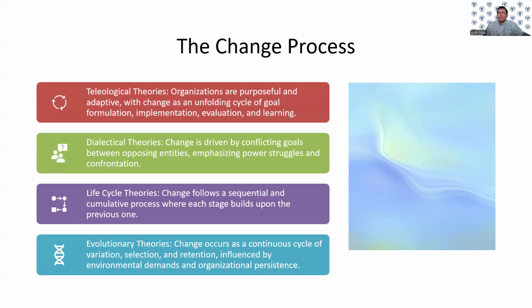All of those is part of the teleological change. It's intentional, it is strategic, it's adaptive. Now let's take a look at the next theory, dialectical theory. Dialectical theory explains change as a result of conflicting forces where opposing interests compete for dominance. So change occurs when power struggles between different groups or stakeholders create the pressure for transformation. It emphasizes conflict resolution and negotiation as crucial elements for managing change.